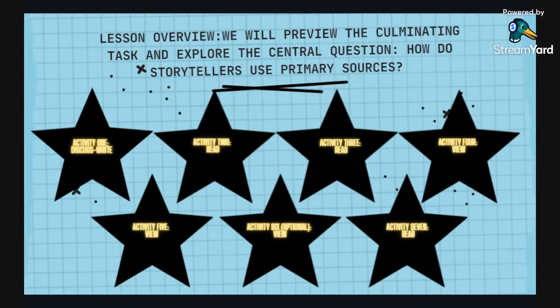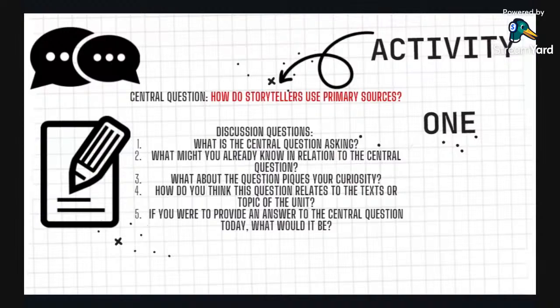All right, so our lesson view for section 1, lesson 1 is we will preview the culminating task and explore the central question: how do storytellers use primary sources? In activity 1, the class discusses the unit's central and framing questions, then reflects on the central question's significance by completing a quick write in their learning logs.